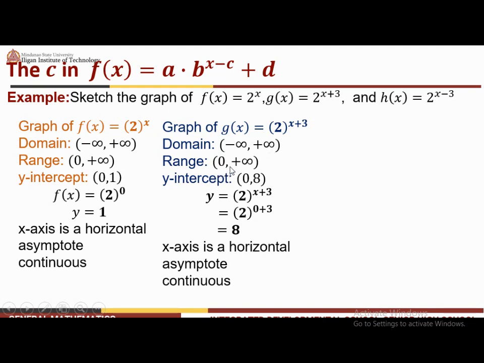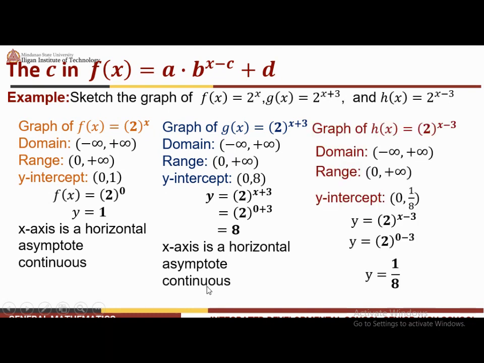Yung range natin, we have here 0 to positive infinity. For the y-intercept, we let x equal 0. So you have 2 to the power of 0 plus 3, which is 2 to the power of 3, which is equal to 8. So our x-axis is a horizontal asymptote and it is continuous.